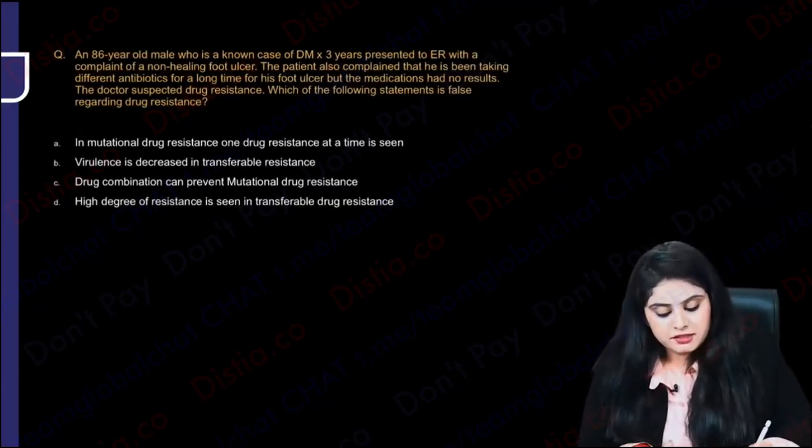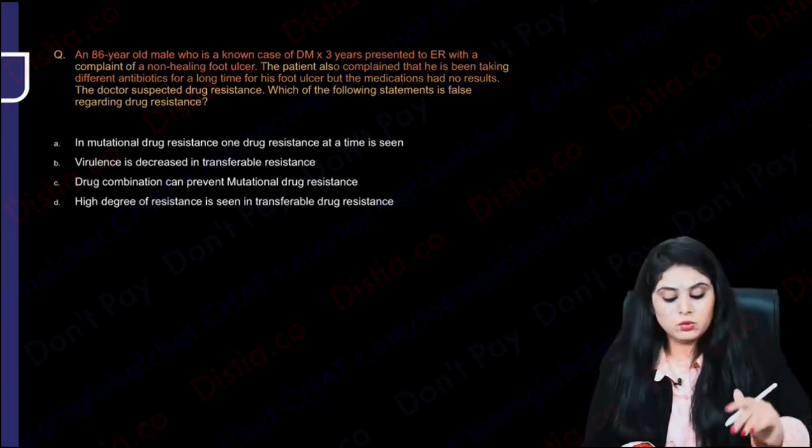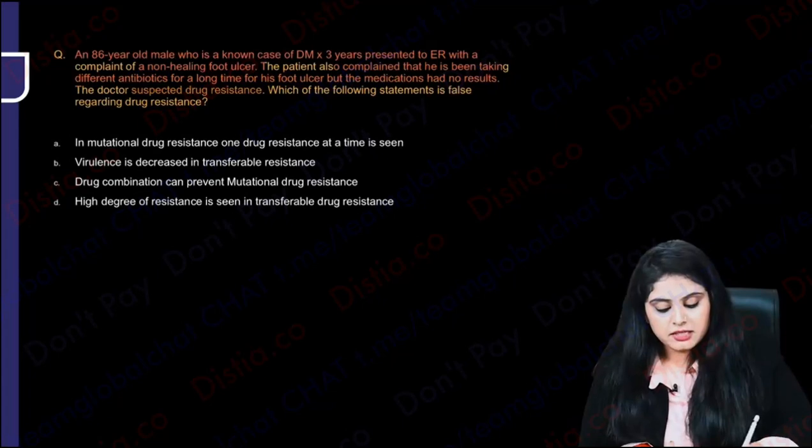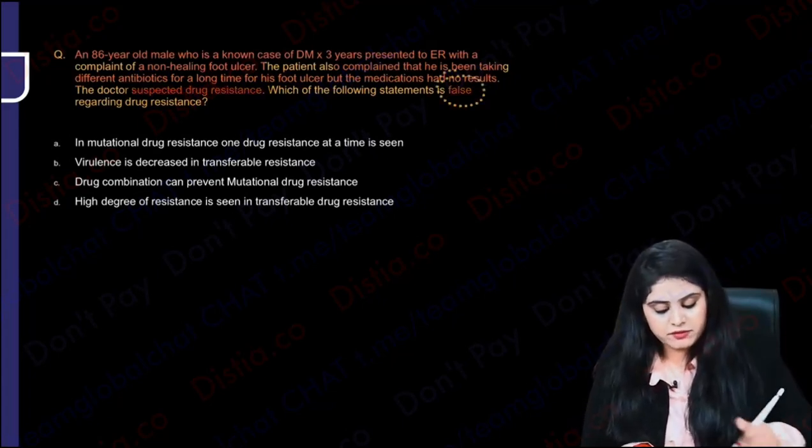You have an 86-year-old male who's a known case of diabetes for 3 years, presented to the ER, complains of non-healing foot ulcer, complained that he has been taking different antibiotics for a long time and the medications had no results. Doctor suspected कि कुछ तो drug resistance हुआ है. Which of the following statement is false? You have to find the wrong statement.